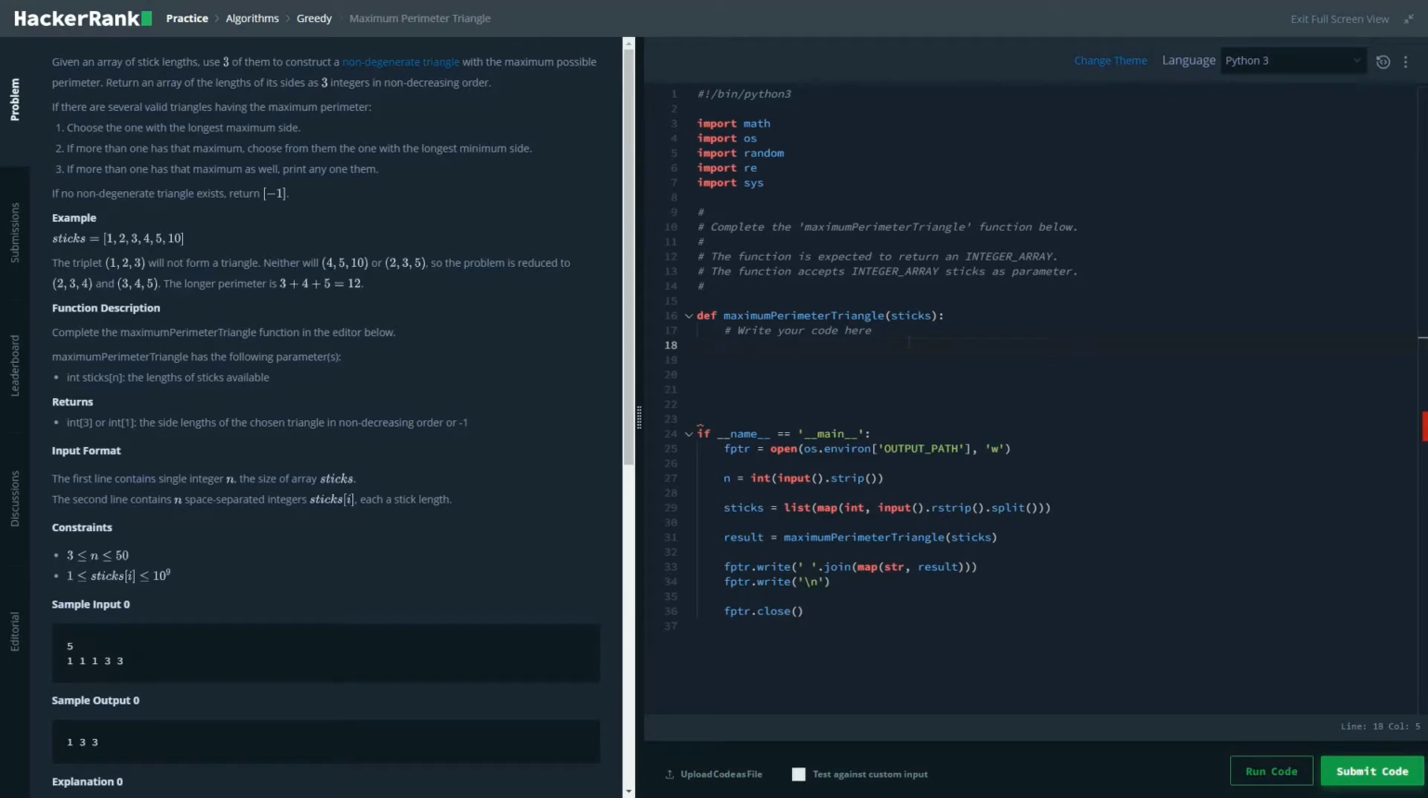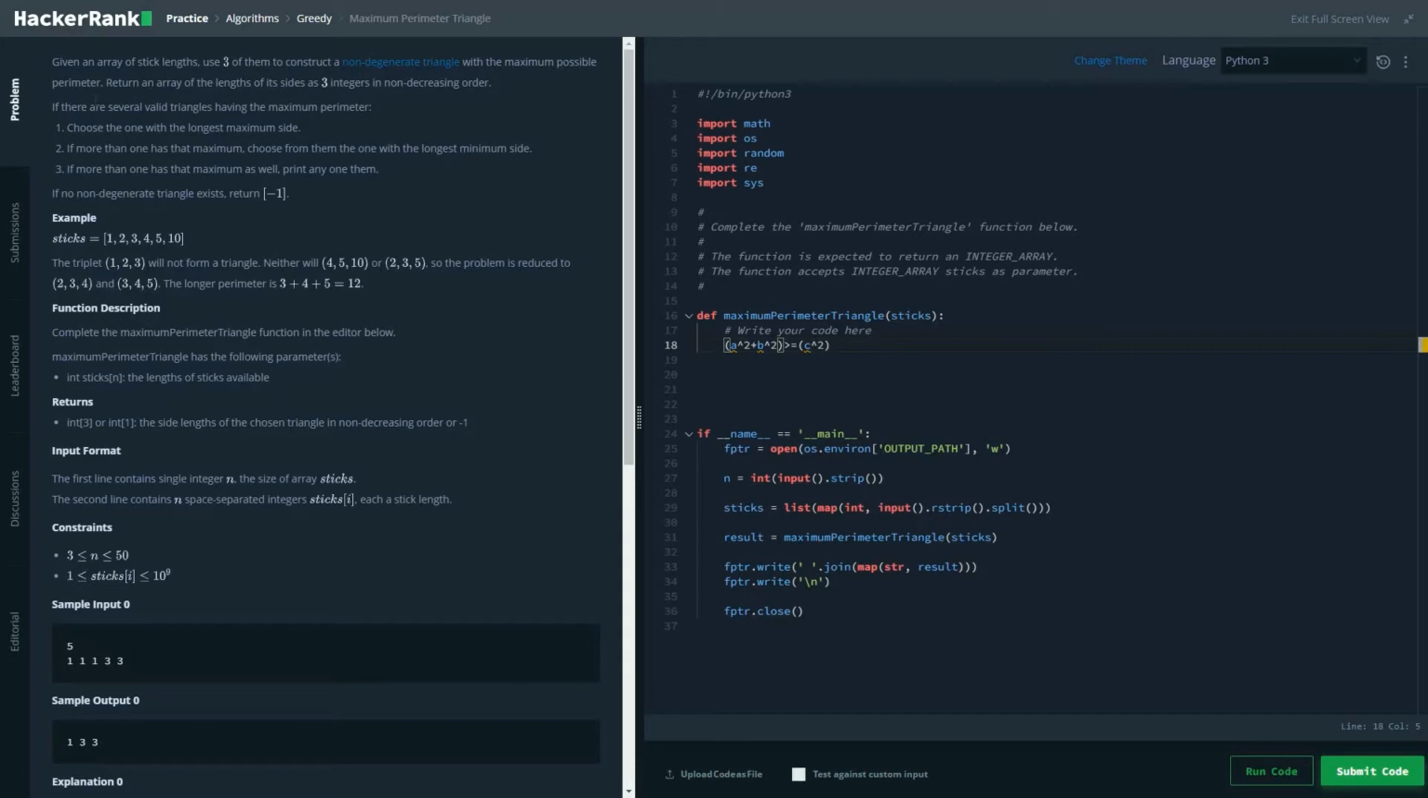As you know, the triangle formula, which would be a square plus b square should be greater than or equal to c square. And these a and b values could be interchanged among themselves. So basically you have to make sure that whichever three sides we are choosing should satisfy this condition.